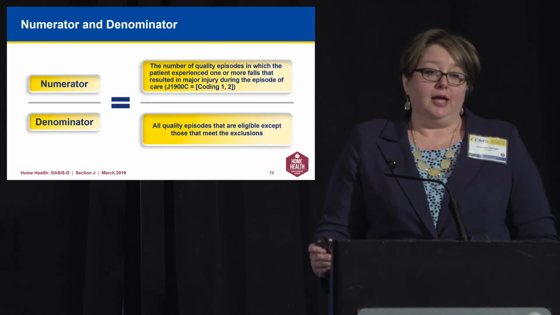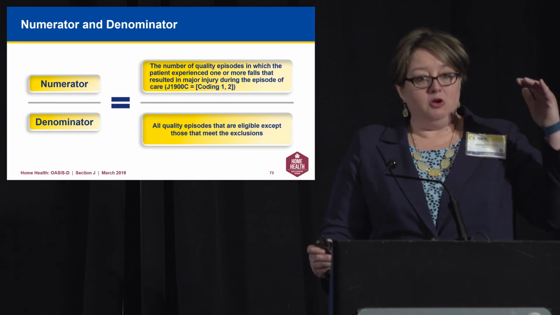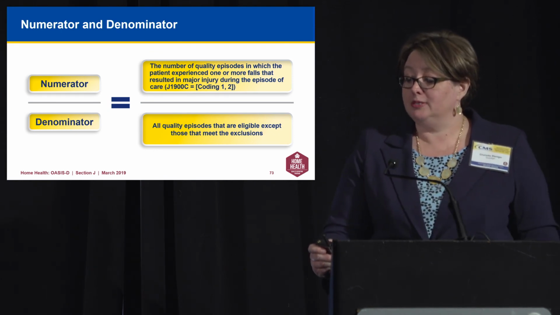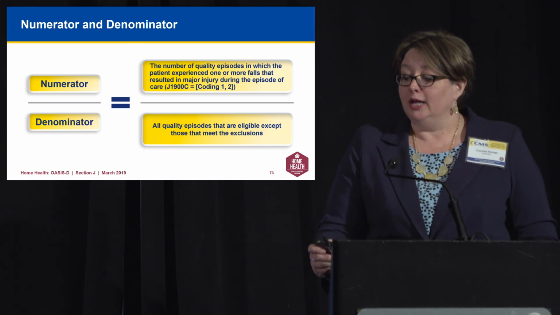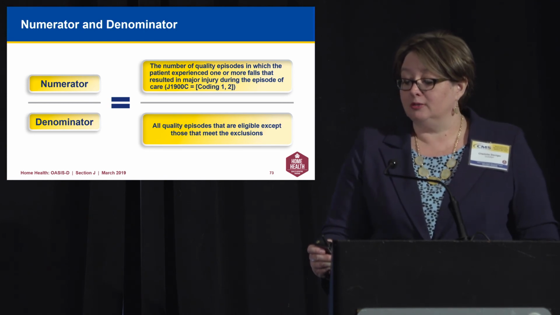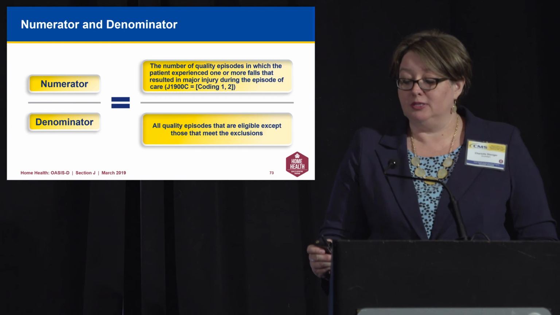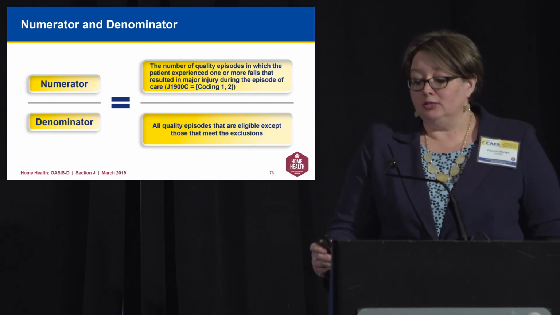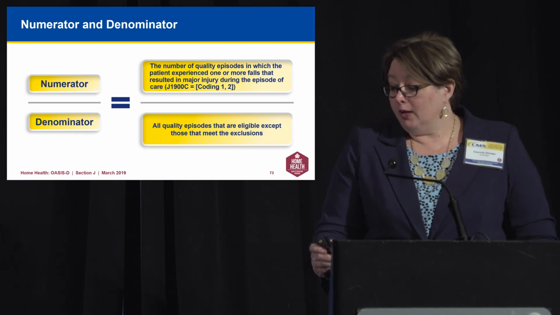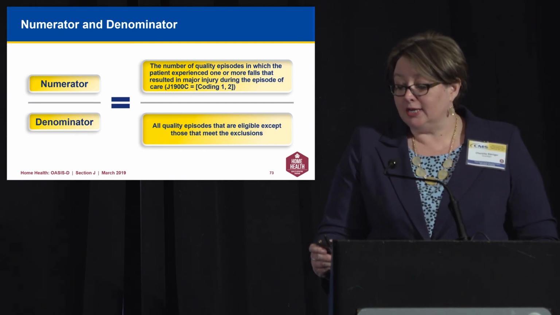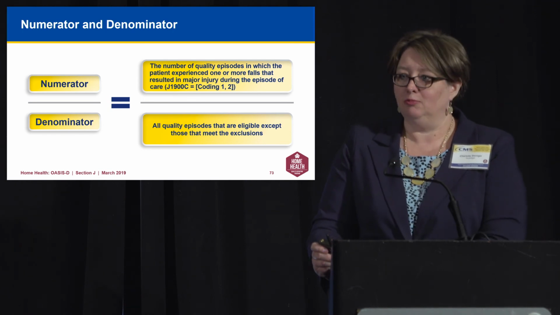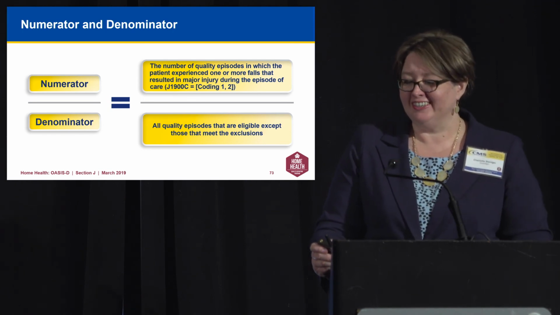So when we are actually calculating that measure, we're looking at a numerator over the denominator, and the numerator being the number of quality episodes in which the patient experienced one or more falls that resulted in major injury during the episode of care. And again, that's J1900C. And then our denominator reflects all the quality episodes that are eligible except for those that meet the exclusion. Those that meet the exclusion, what would those be, right? Let's take a look at that.